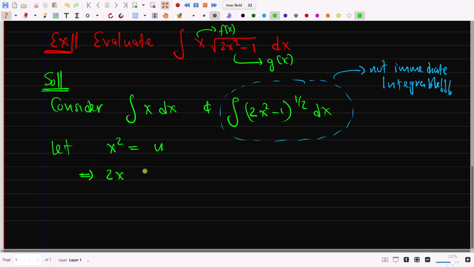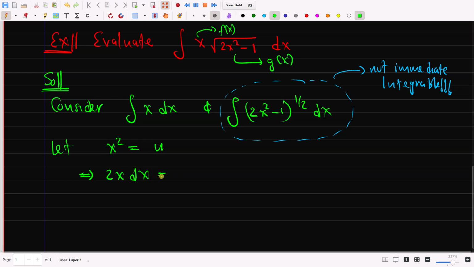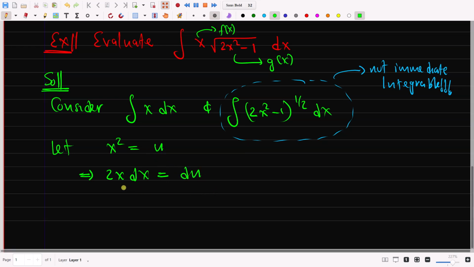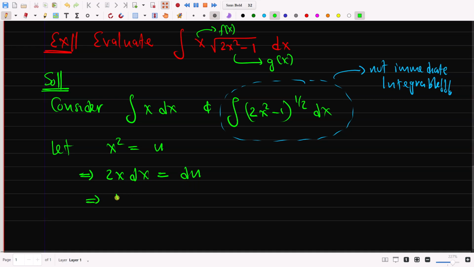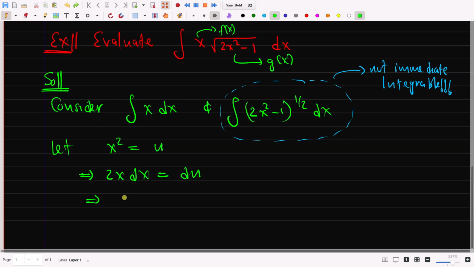So you know that when you differentiate x squared, you get 2x dx. Then when you differentiate u, you get du. Which means we can see that x dx is equivalent to half du. So now everywhere there is x, we're going to replace that x with the u's. The u's now are taking over.